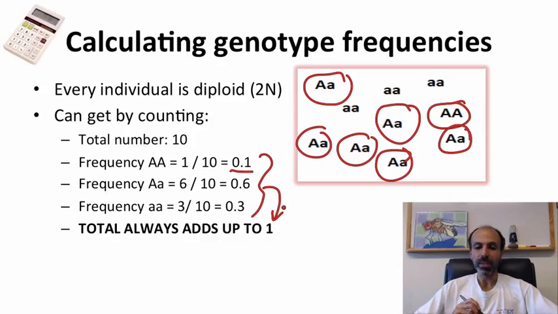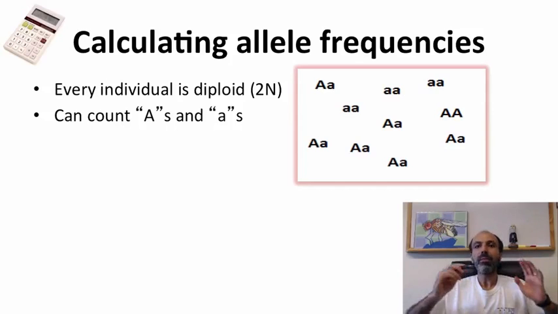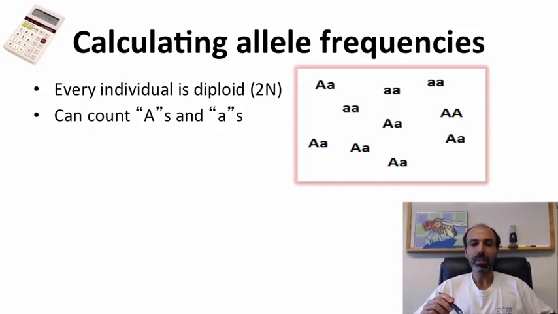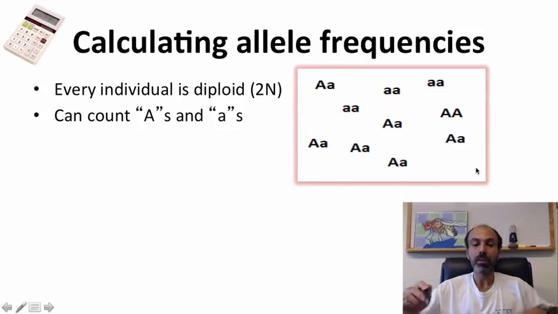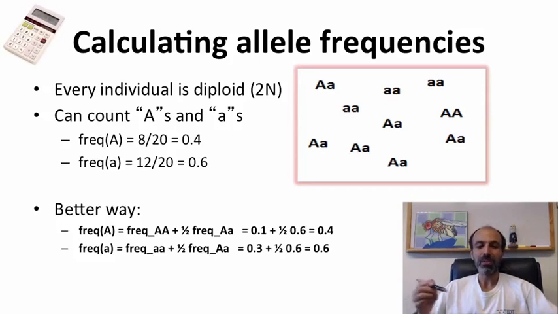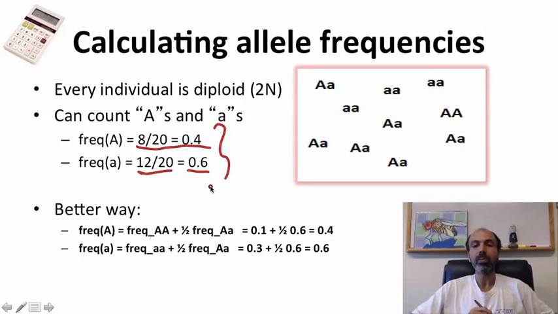What about allele frequencies? Well, there's two ways we can actually do this. The most obvious way, which is not necessarily the better way, is to literally just count the big A's and the little a's in this group. So we can look at this and see, well, there's 20 total alleles here. They're attached together as genotypes, but there are 20 alleles. How many big A's are there? 1, 2, 3, 4, 5, 6, 7, 8. 8 big A's out of 20. So how many little a's are there? There obviously must be 12. So we have 8 out of 20, or 0.4 big A's, 12 out of 20, or 0.6 little a's. And again, this adds up to 100%.